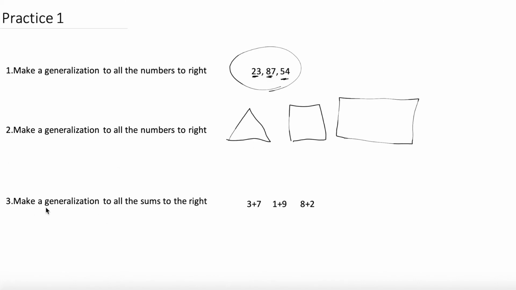And then the third one is make a generalization about the sums to the right. There's 3 plus 10. 3 plus 10 equals, what does it equal? 10. 1 plus 9 equals 10 again. And a plus 2 equals 10. So right off the bat, this is a really easy one. 10, 10, 10. They're all tens. They're all evens. They're all multiples of 10. They're all multiples of 5. There's just so many. With that done, let's go to problem time.